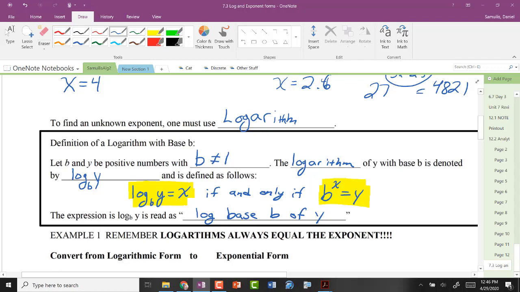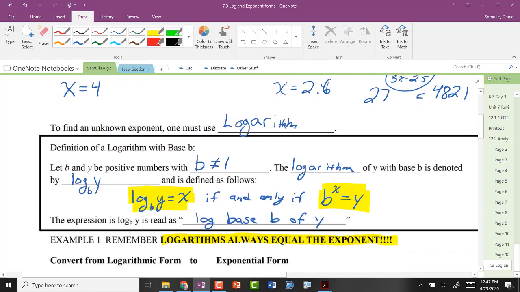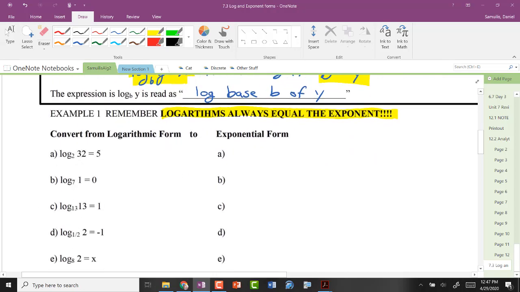The thing to remember is logarithms always equal the exponent. So when I go back up to where I'm trying to find an exponent, if I convert this to logarithmic form, the logarithm equals an exponent. We're going to talk about how to calculate a logarithm, that way you can calculate what that exponent is.